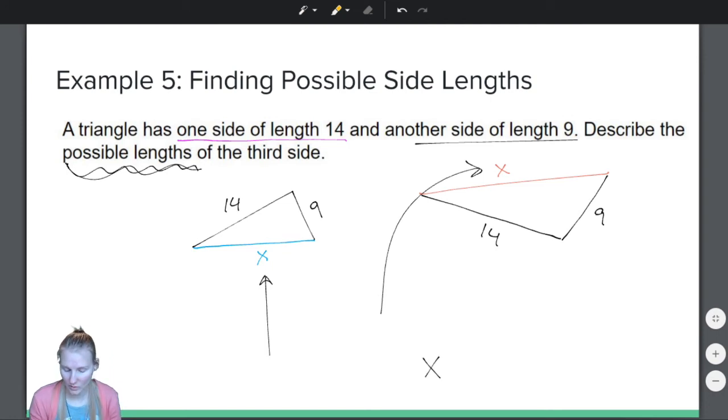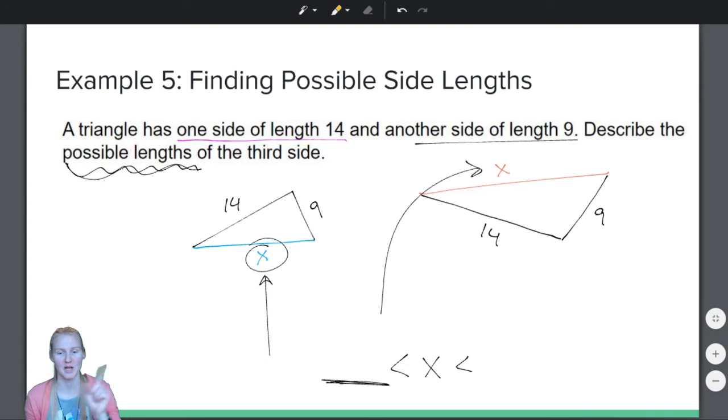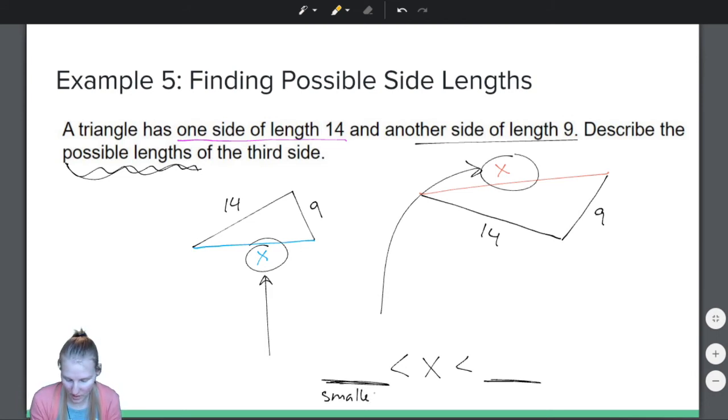So in the end, we want to be able to say that x should be bigger than some number. x should be bigger or equal to the smallest possible side, and x should be less than, not or equal to, we just talked about that, smaller than whatever the biggest possible side is. So we want to find the smallest and biggest possible sides.